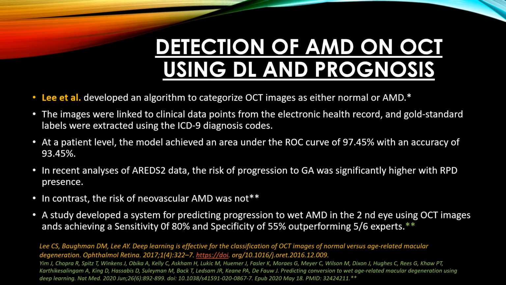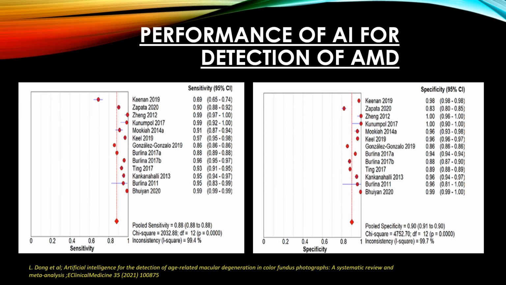So in recent analysis of AREDS2 data, the risk of progression to geographical atrophy was significantly higher with reticular pseudodrusen presence. A study developed a system for predicting progression to wet AMD in the second eye using OCT images. So this study was done by Yim et al., where they were predicting conversion to wet AMD using deep learning. And they had a sensitivity of 80% and specificity of 55%, again outperforming 5 out of 6 experts.